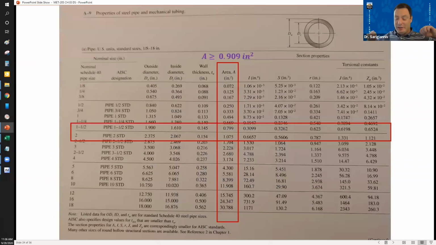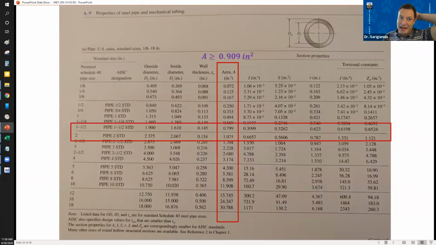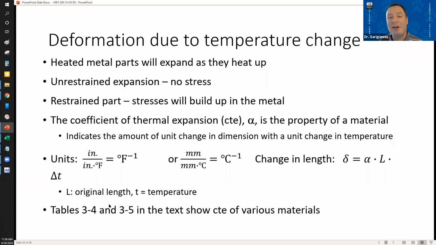So we talked about elongation here due to loading, right? The other thing that happens is elongation due to temperature change, or deformation due to temperature change. I think probably most people are familiar that if you heat up metal parts, they'll expand.